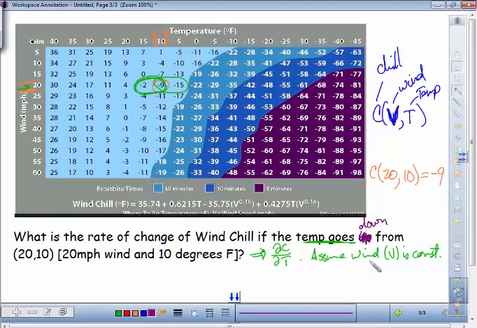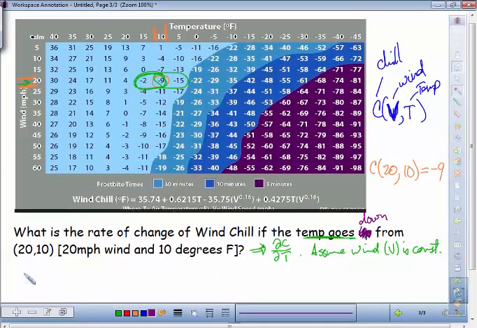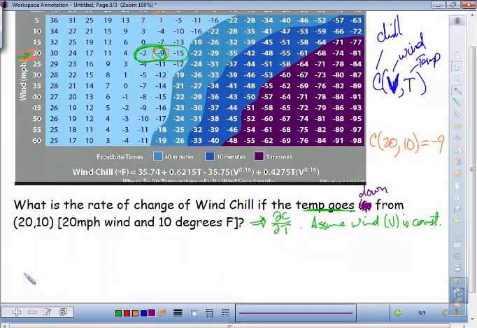All right, so assume the wind velocity is constant, and so what I'm going to want to do is compare what's happening with the change of wind chill over the change of temperature. So what we want is to find dC/dT. We're going to just estimate this. This is approximately equal to the change in the chill divided by the change in temperature.